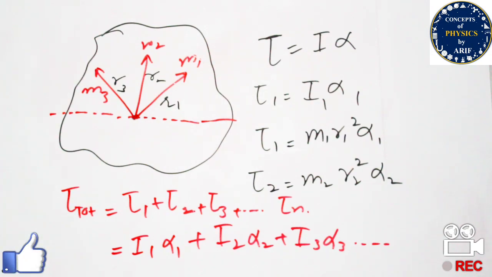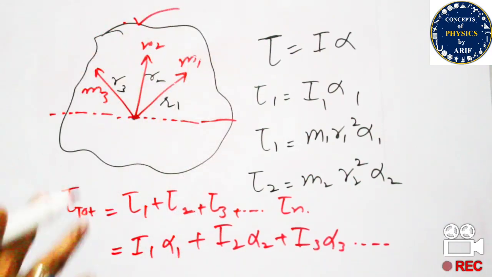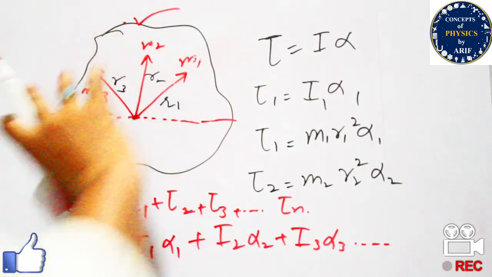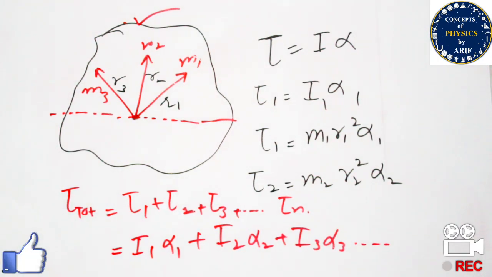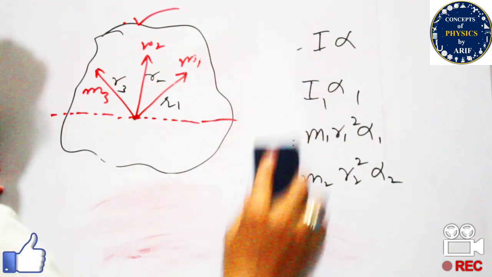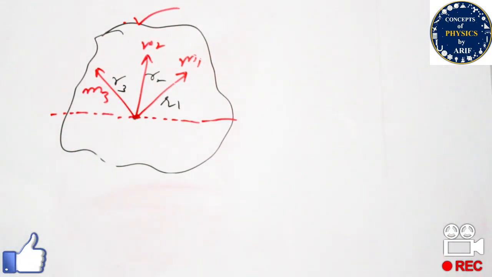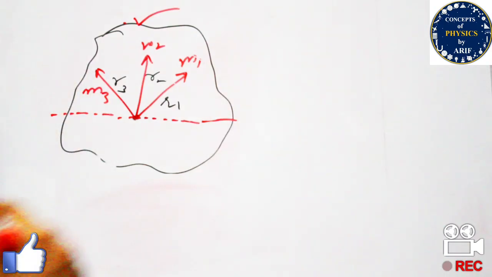Every body is moving in a circular path, but it is a rigid body. So the angular acceleration of the body will remain the same. The accelerations of the second body and third body respectively will be the same, that is the angular acceleration. The total acceleration will be the same. In addition, we will only deal with the moment of inertia of each body.